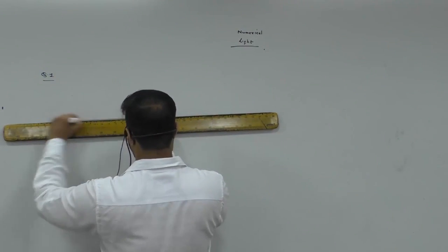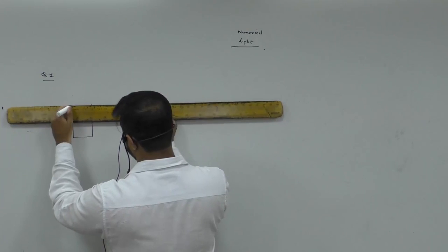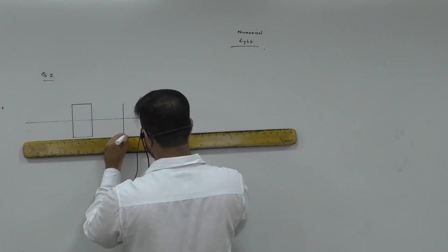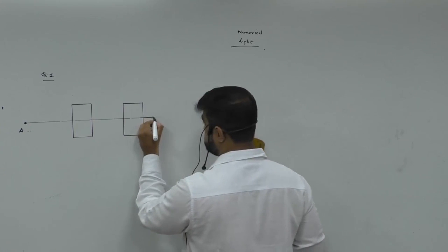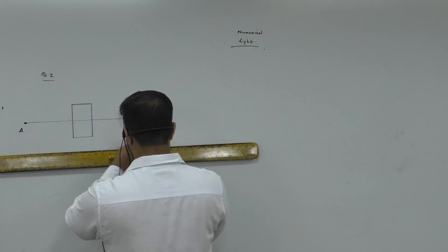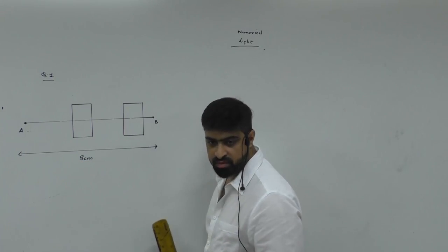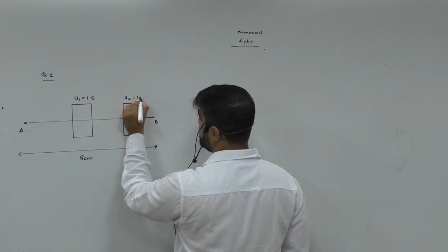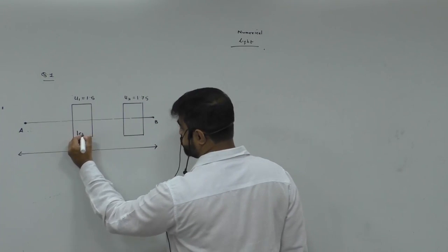Question number 1 tells you that there's a ray of light and there are two glass slabs. Let's pay attention, please. This is A and this is B. This is 8 cm. Refractive index of this is 1.5 and this slab is 1.75. Thickness of this slab is 1 cm and this is 2 cm.